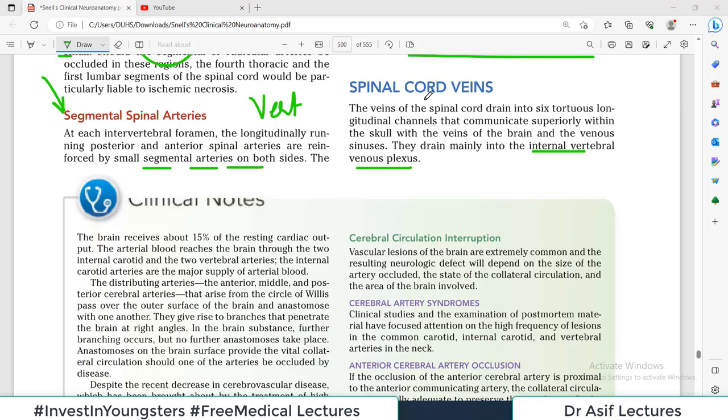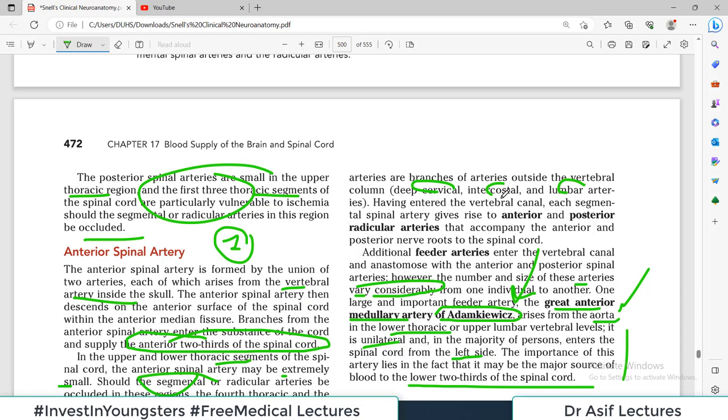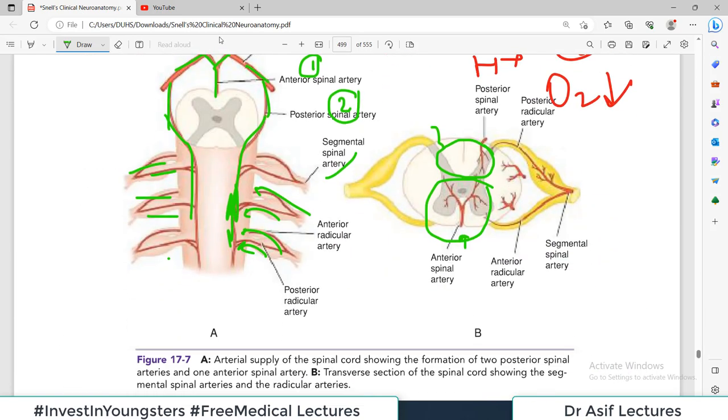Okay? Now the venous drainage of the spinal cord is ultimately into the six tortuous longitudinal channels that communicate superiorly with the brain, with the skull and the veins of the brain and the venous sinuses. So they are in connection with the venous sinuses. That's an important point. And they ultimately drain into the internal venous plexus. So simple stuff to remember. This is all about the arterial and the venous drainage of the brain as well as the spinal cord.